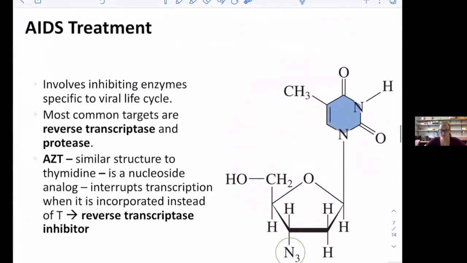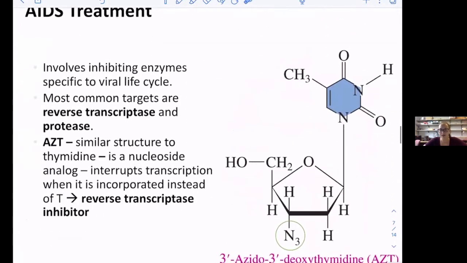Okay, so the treatment of AIDS, how do they figure out how to treat this? There's two specific things that they found out, and they involve inhibiting enzymes, the enzymes that allow for the virus to continue to multiply and stay alive, really. The two common targets are reverse transcriptases and proteases. Those are the two big major enzymes that allow a virus to continue living.